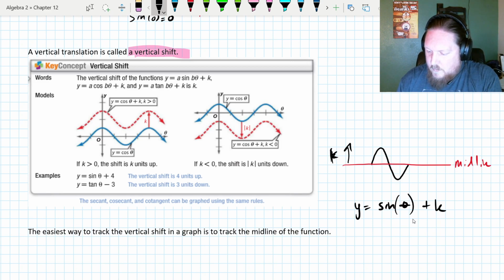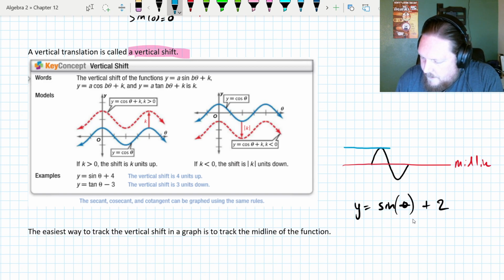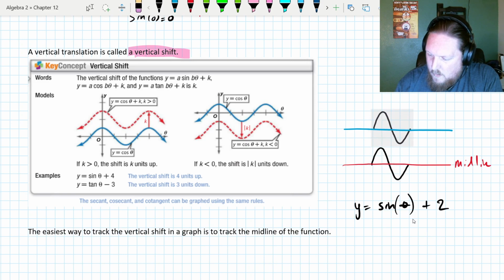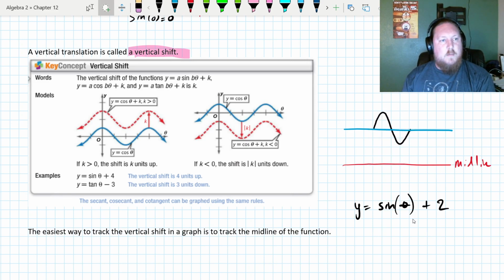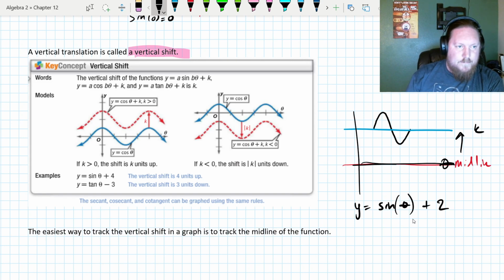So what I would do, let's say I had a k value of 2, that would mean the midline, I'll draw this one up, should be up, well, I guess if that's 1, it should be up 2 units, all the way up here. So that's the new midline. And then I would take my graph and shift it up. So that's the idea: the midline changes from being on the theta axis to moving up some k value. All right.